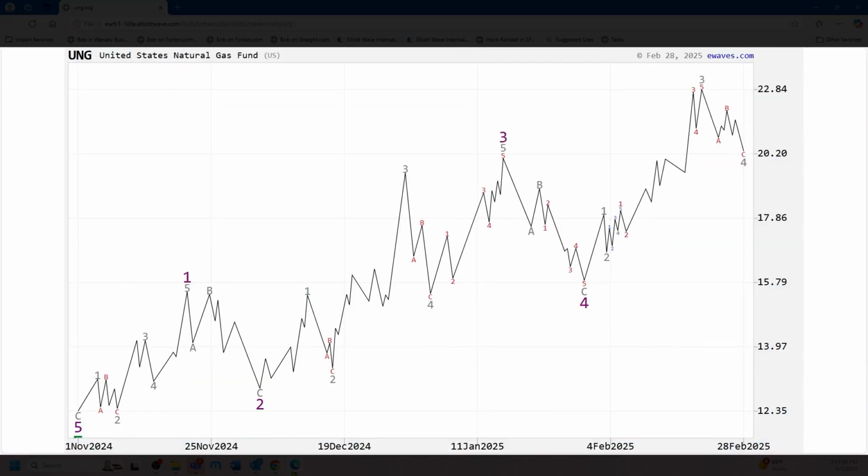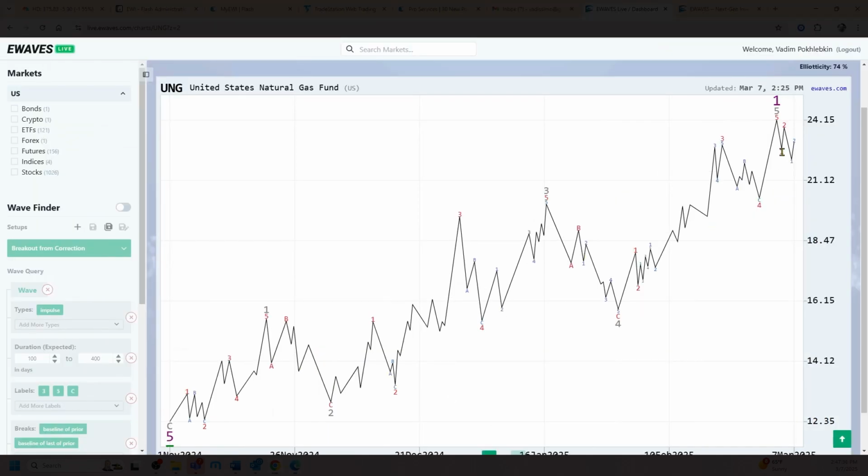If we go back to this UNG chart from February 28th, before, this wave count would only be updated at the end of the day on March 3rd when the markets closed. But now EWAVES updates its charts 4 times a day: in the morning, at lunchtime, after lunch, and also after the market closes. And each time a chart gets updated, you see a timestamp. This one for UNG was updated today, March 7th at 2:25 p.m.